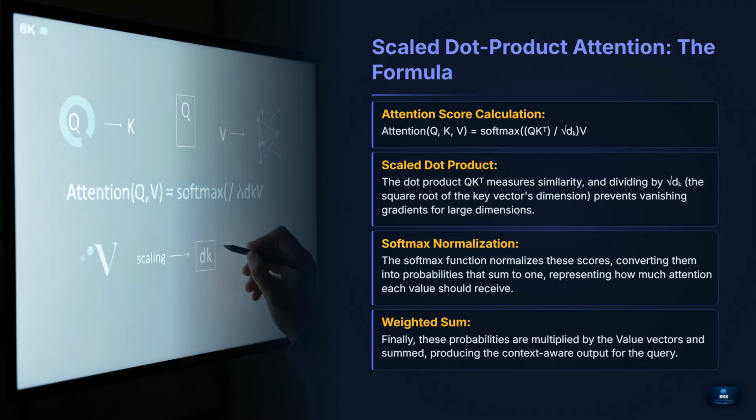Here's the mathematical heart of self-attention, the scaled dot product formula. It calculates attention by first taking the dot product of the query and key matrices, scaling it to prevent issues with large dimensions, and then applying a softmax to get normalized weights. These weights then multiply the value vectors, summing up to give us that context-aware output.